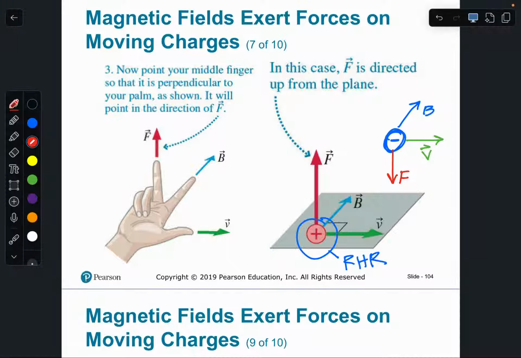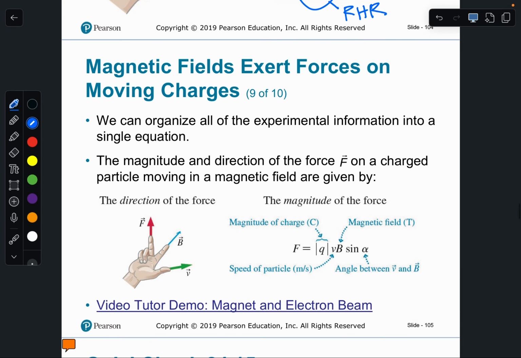So if you see that your charge is an electron, use your left hand. If you see the charge is a proton, use your right hand. So we're going to use the left hand rule for negative charges. Or you can use your right hand rule and then just flip your answer. But sometimes we forget to flip it, so it's a good idea to just think left hand. Okay? We'll do lots of examples.